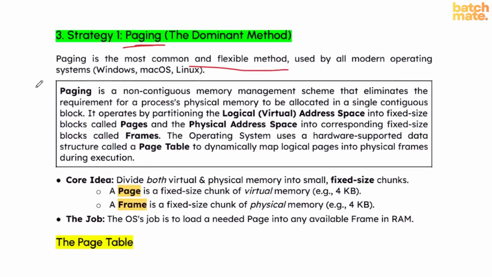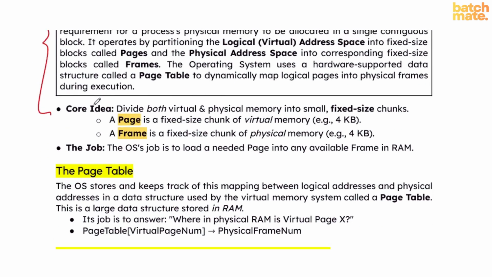Now, this is the concrete definition for your theoretical question answers. Let's understand paging thoroughly, otherwise you won't understand. Here the core idea is that we chop up the entire virtual memory into small fixed size blocks called pages, usually 4 kilobytes. And we also chop up the physical RAM into the exact same sized blocks called frames. The job of the operating system is that it simply takes a page from the program and fits it into any available frame in RAM. It's like Lego bricks, they always fit perfectly.